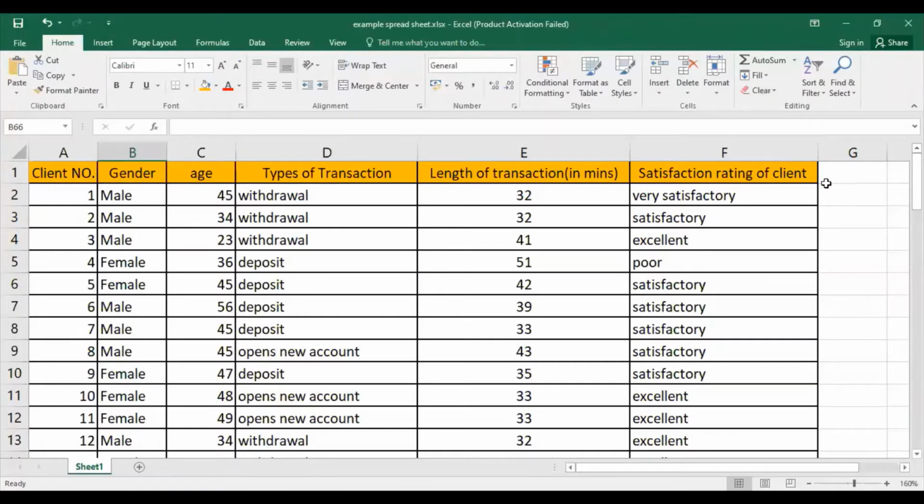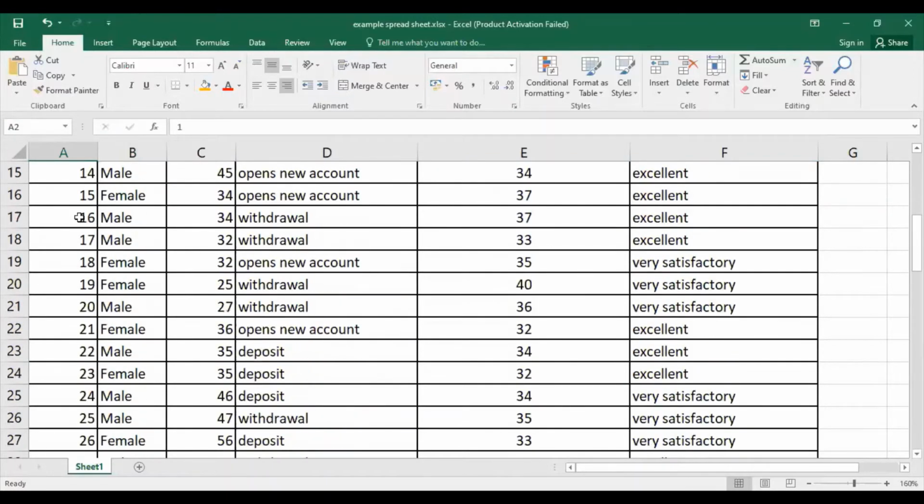Okay, so this time in this video, I'm going to discuss how to make use of the spreadsheet in doing frequency count or determining the mode of a certain category or variable. So this is a sample summary of transaction records in Bank X with 63 clients. So we have from number 1 to 63.